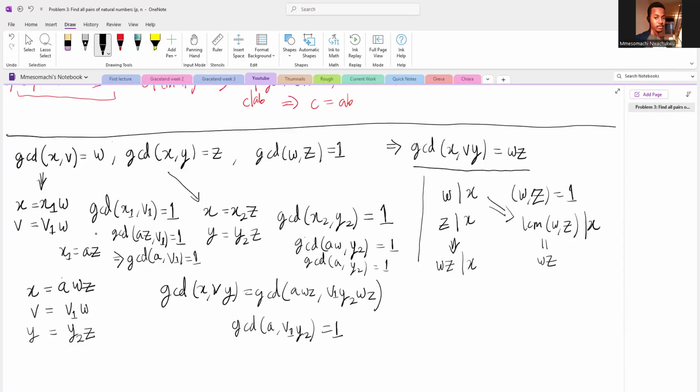So when you multiply both cases, we see that A does not have any divisor in common with both V1 and Y2. It means A does not have a divisor in common with their product. And thus this last statement here is true. So in fact, this is equal to WZ.